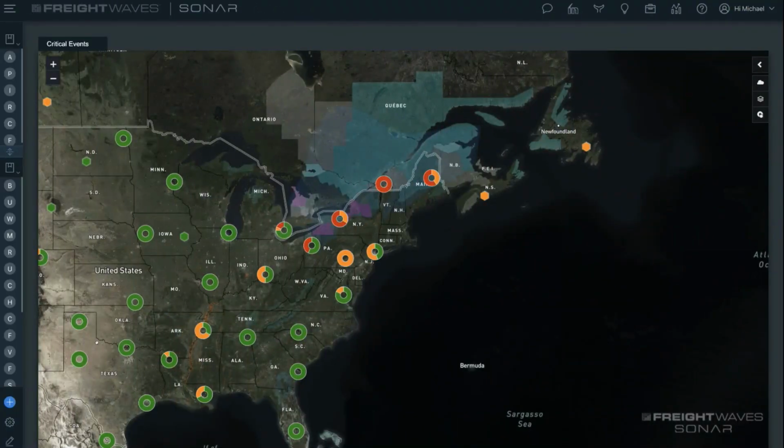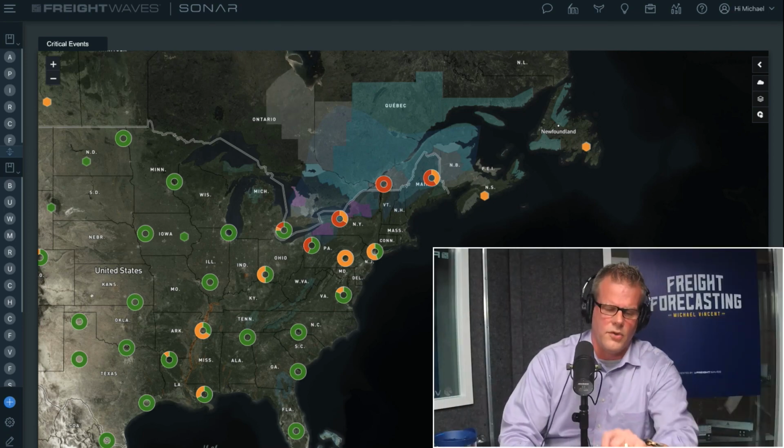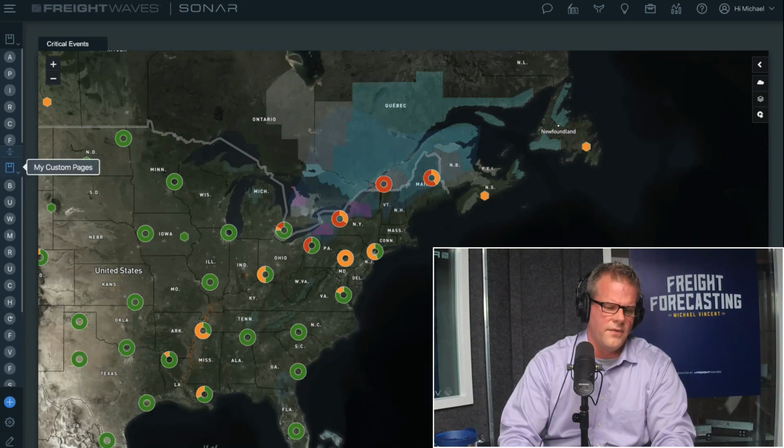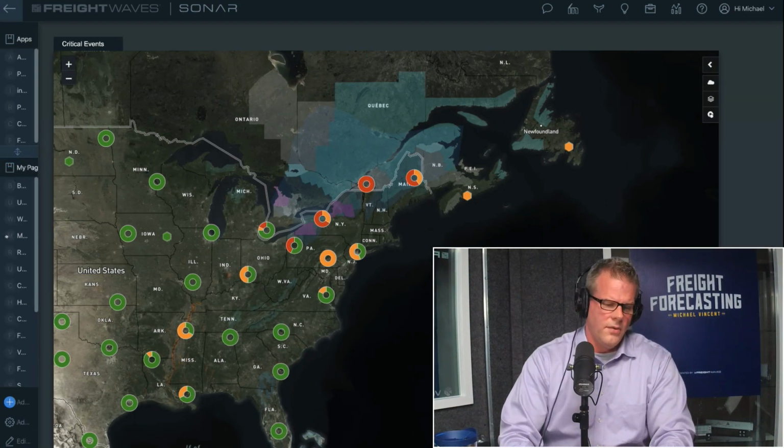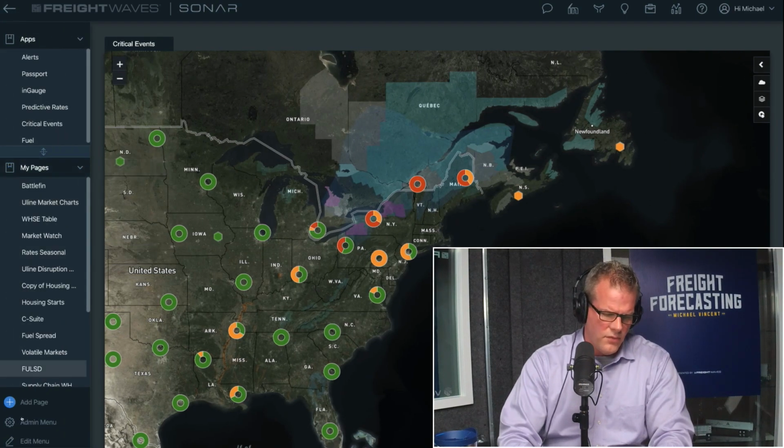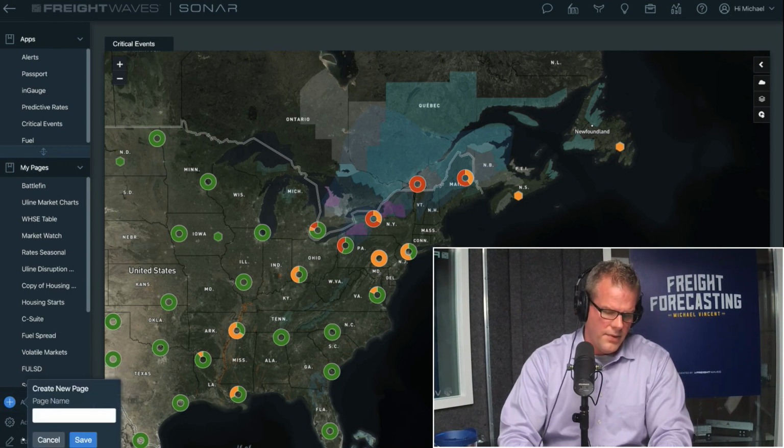So let's dive in and take a look at my Sonar dashboards here, and I'll start building out some charts for you, and we'll talk about the different data indices. When you first come into Sonar, you see some global pages, but we'll save that for another time. What I'm going to do is, in my pages, build a couple of pages for you. I'm going to start out with a heat map.